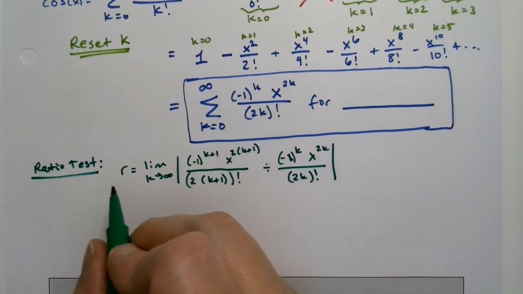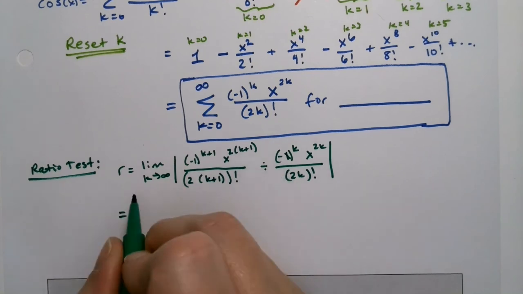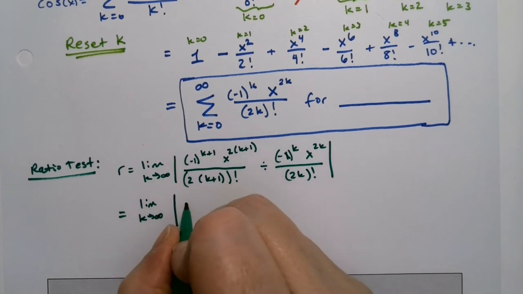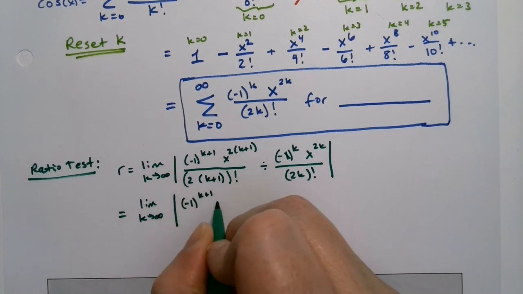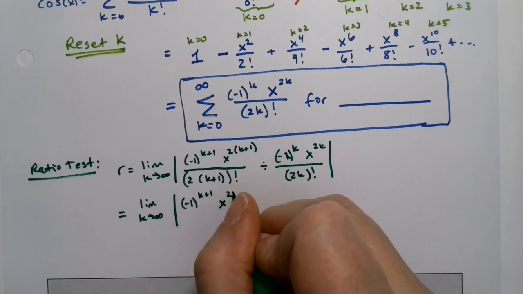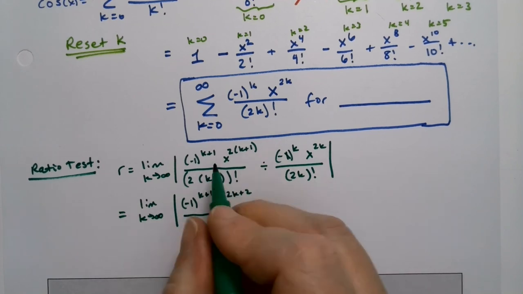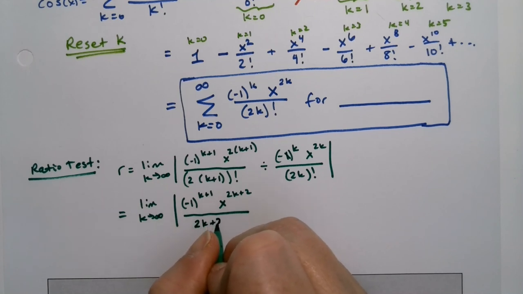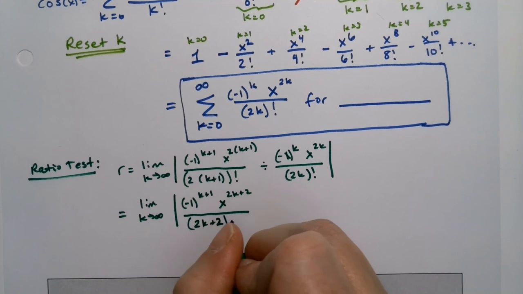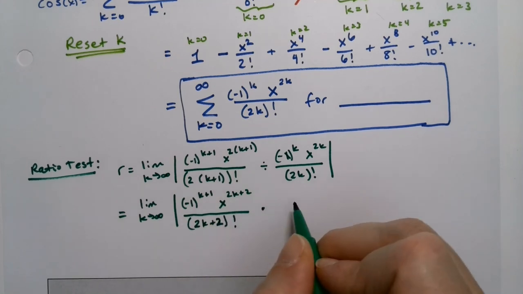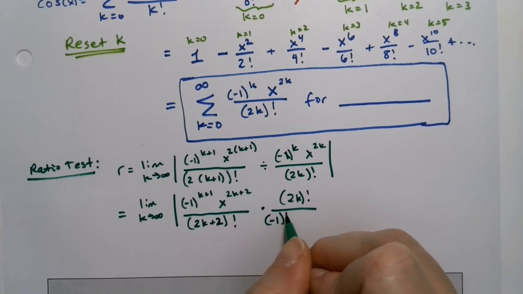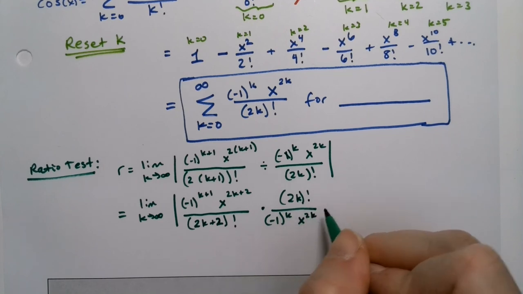All right, well, this is a mess. So we need to flip this all around and start canceling things, or dividing them. So this is negative 1 to the k plus 1, x to the 2k plus 2. Let's distribute that, make it easier. And then I'm going to write this as 2k plus 2 factorial, because that's what it is, because you distribute before you deal with the factorial. And then times 2k factorial over negative 1 to the k, x to the 2k.